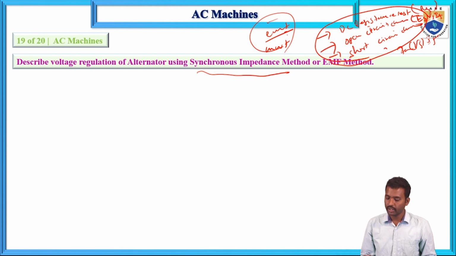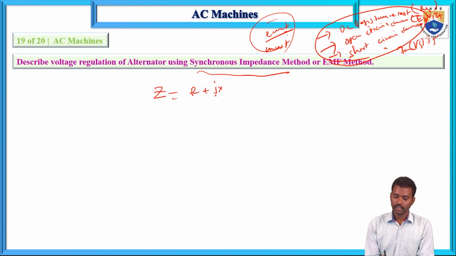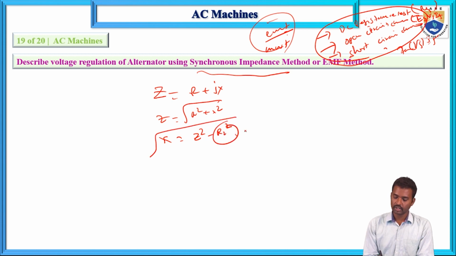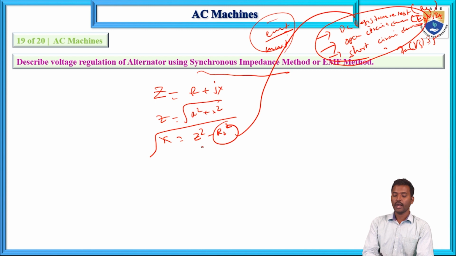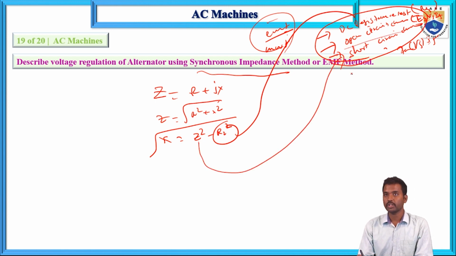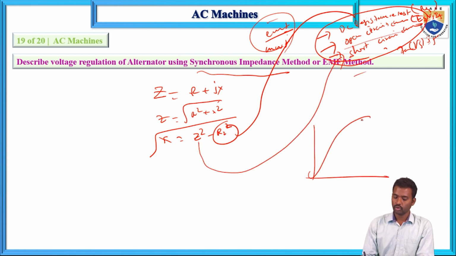I explained this already. Z equals R plus jXL, so Z equals the square root of R squared plus X squared, and X equals the square root of Z squared minus R squared. Here R can be obtained from the DC resistance test, and Z can be obtained from the open circuit and short circuit tests, EG and IA against the field current.